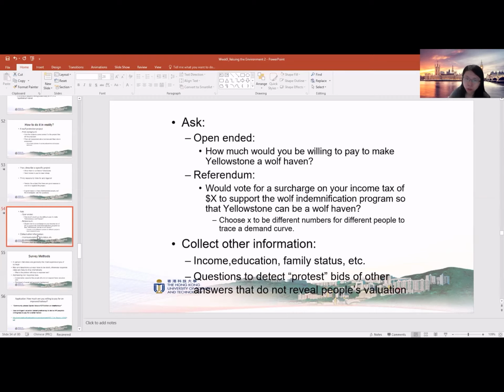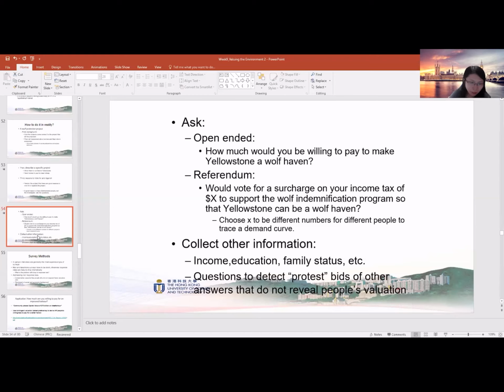If you ask the question, would you be willing to pay $500 from your tax for a wolf protection project, you get 10% of people saying yes. Then you ask again, would you pay $100? You get 50% of people saying yes. And you can trace the demand curve using that information, which might appear to be more accurate than just asking people directly how much you're willing to pay, right?